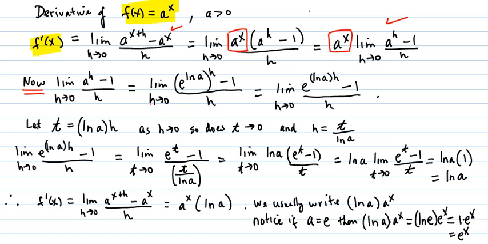We do a little trick of the trade. We say that we take this a and we change it into an equivalent form, which is e to the natural log of a. E and natural log are inverses of each other, so they undo each other and you just get a back. So e to the natural log of a equals a.